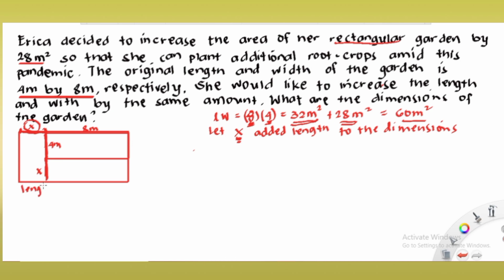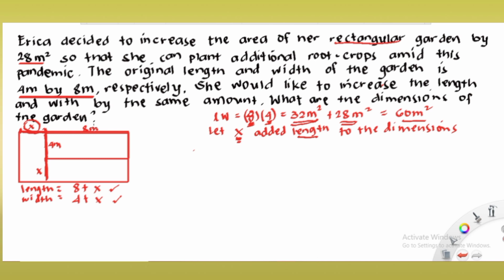So, length will be 8, yung luma, plus x. Yung x yung idadagdag natin na length. And then, the width, the shorter one, is 4 plus x. So, the same amount yung x na yan. Whatever is, pareho yan na idadagdag natin sa lumang length at sa lumang width. Okay? So, ngayon, ito na yung bago natin. Ito na yung length and width ng kanyang garden na inextend or nilakihan.